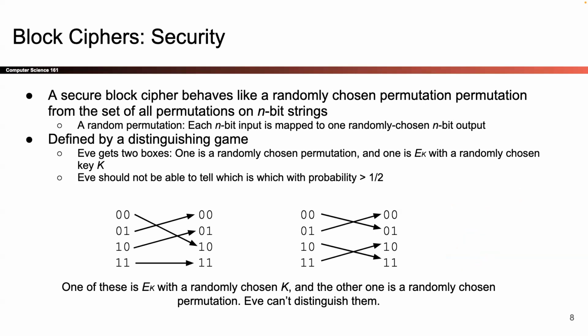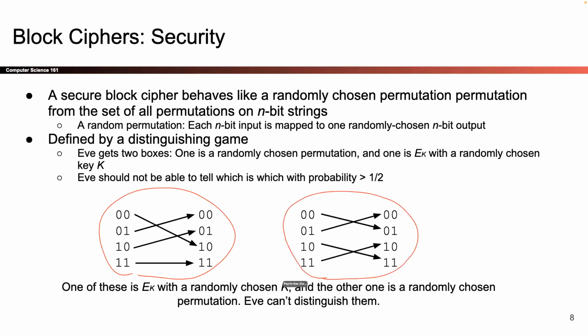So here's the game. You are Eve, like you always are. And you don't know K, because Eve doesn't know K. That's our assumption. So you are Eve, and I present to you 2 different functions. A function is some mapping of inputs to outputs. I present to you the one on the left, and I also present to you the one on the right.